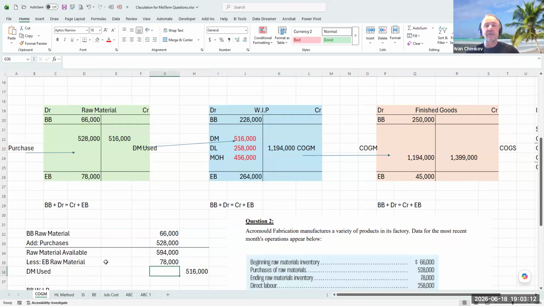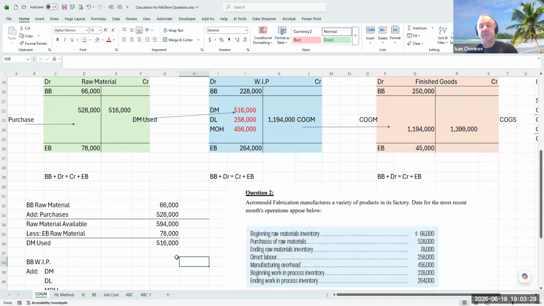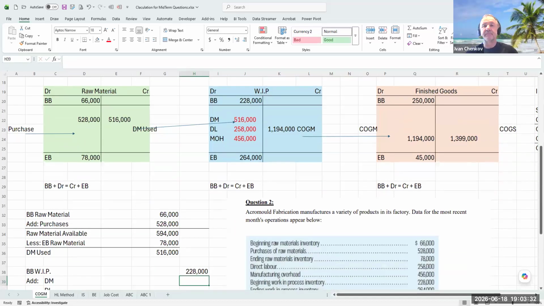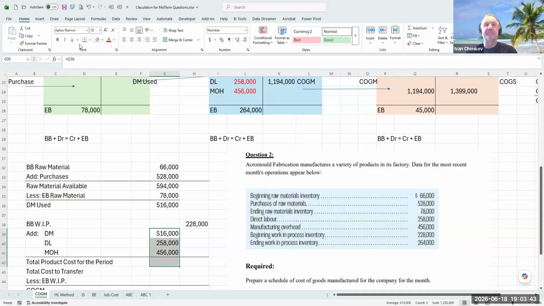actually, let's leave it here. Let's leave this one here. Once you have those, then we're going to get the beginning balance of the work in process, which is this amount. Then we're going to start adding the direct material. Then we're going to add the direct labor. Then we're going to add the manufacturing overhead. All those three are going to give me my total product cost for the period. I don't want it here. I'm going to move it right here.